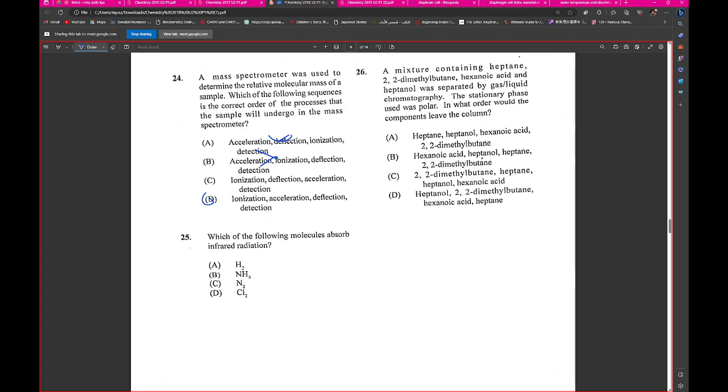Right, 25. Which of the following molecules absorbs infrared radiation? Which one would it be? It would be ammonia, wouldn't it? B as in boy. Yeah, B. All right.